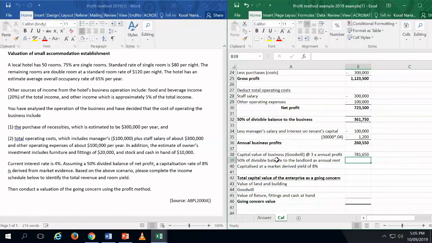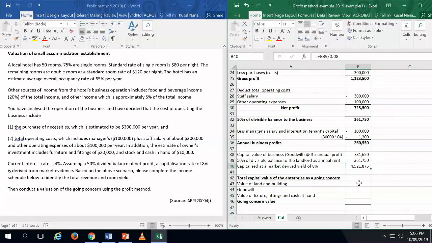And then 50% divisible balance to the landlord, which is this 723,500, and cap rate is 8%. This divided by cap rate. Is it right? Oh, sorry, this is the wrong one. The divisible balance is 300. Yeah. 4 million, 4.5 million.